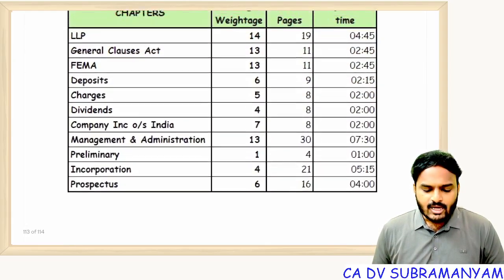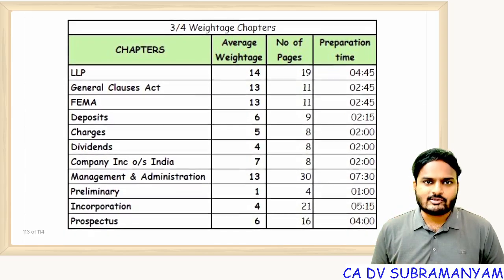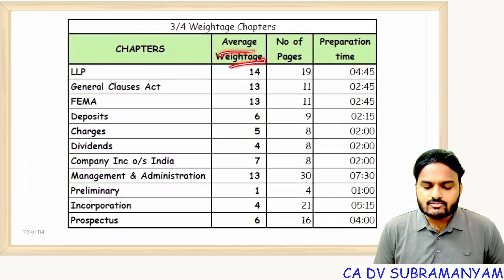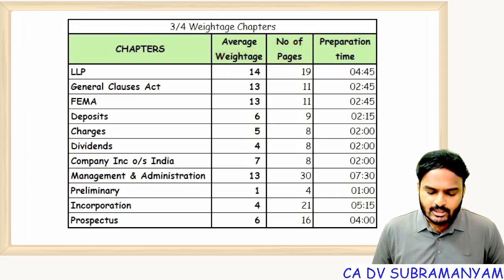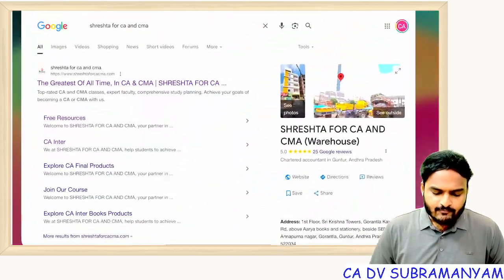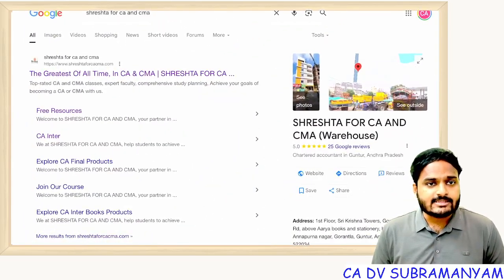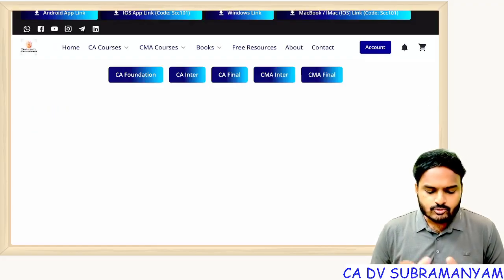And here I gave you preparation time also. So here I gave you average weightage, and here I gave you number of pages. This is purely based on my material, and you can get this material from the website Shrestha for CA and CMA. So here you just go through this website.